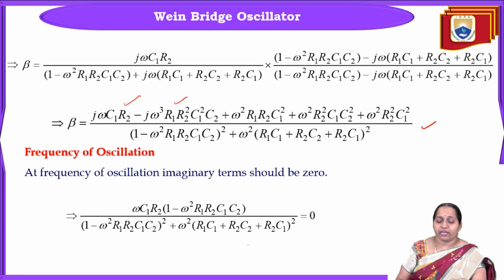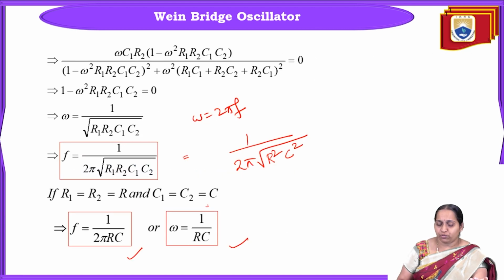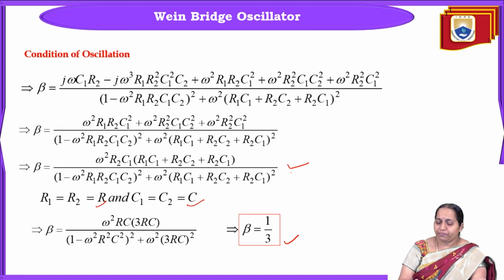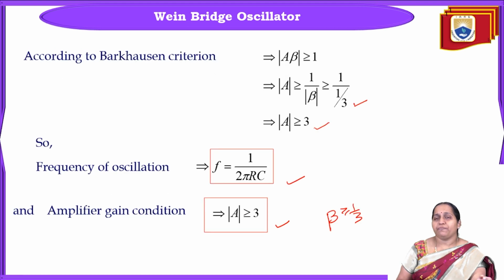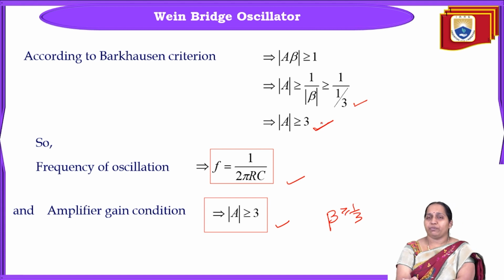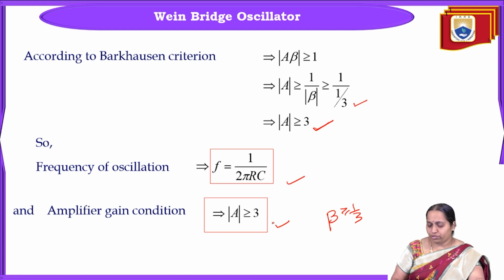After deriving the final equation, what we do is we equate the imaginary part to 0. Equating the imaginary part to 0, you will get the value of f. Then substituting this value of omega back in the original equation of beta, and at the same time replacing R1 and R2 equal to R and C1 equal to C2 equal to C, you will get the value of beta. After getting the value of beta, we'll substitute this in Barkhausen criteria to determine the value of A. So this gives the minimum value of A required for the transistor to produce oscillations in Wein bridge oscillator.